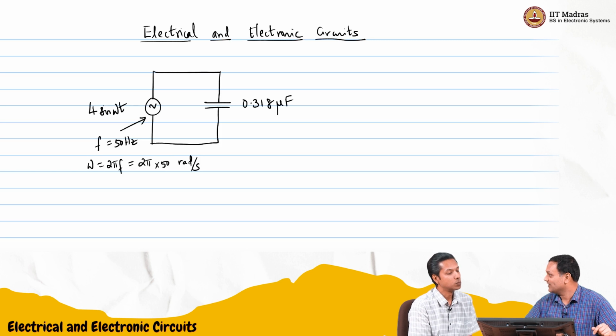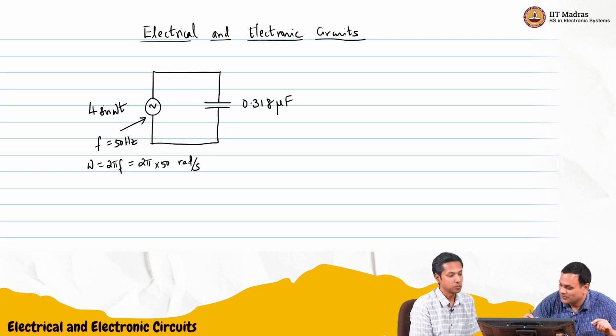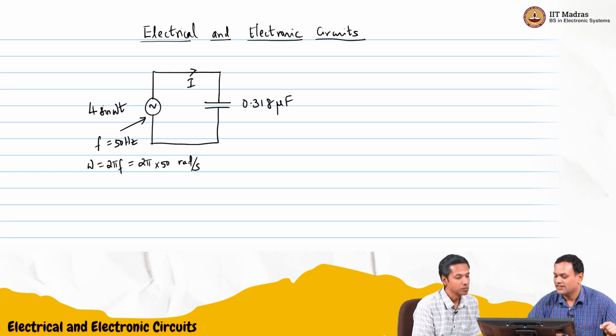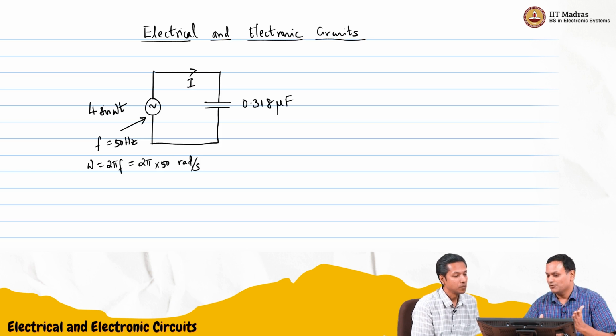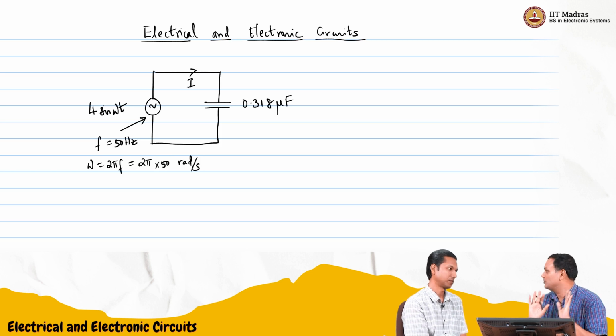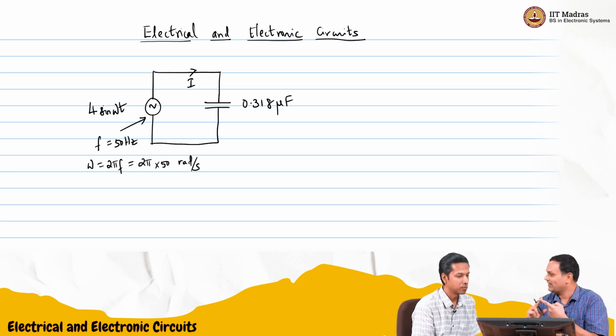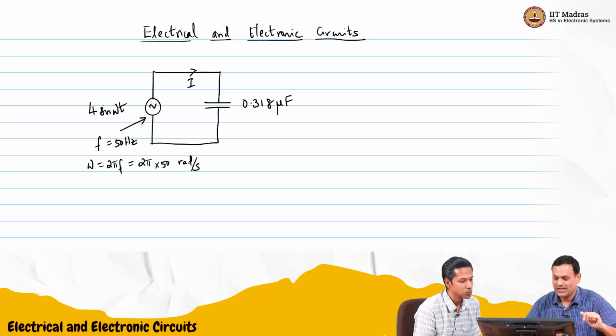And what do we want to find? The current through the capacitor. I think by now people will be able to see the voltage across the capacitor is the same as the input voltage, 4 sin omega t. So clearly the voltage source value divided by the impedance of the capacitor, the reactance of the capacitor, should give you the current. We just need to find out the magnitude and the phase.